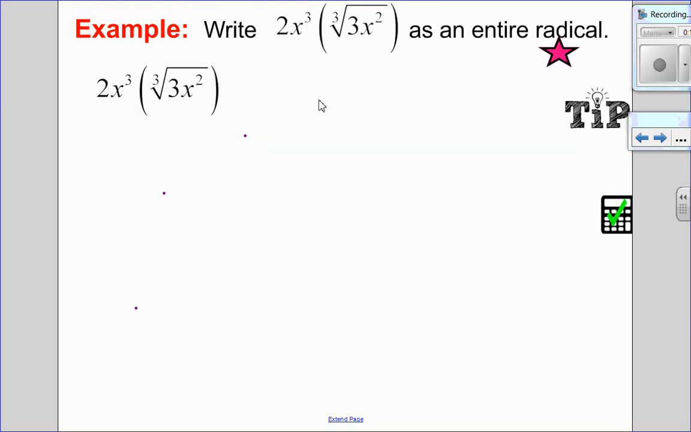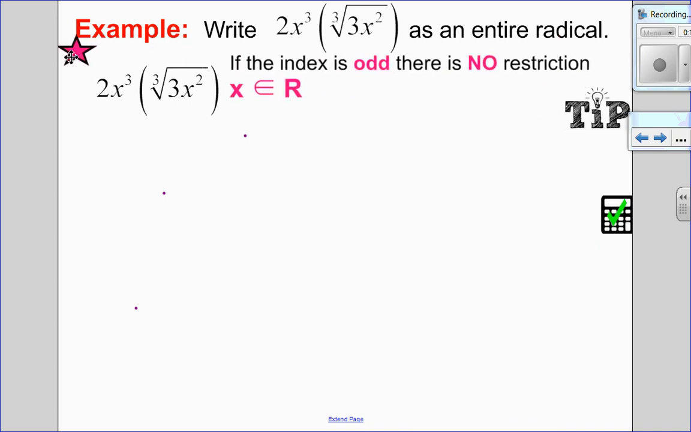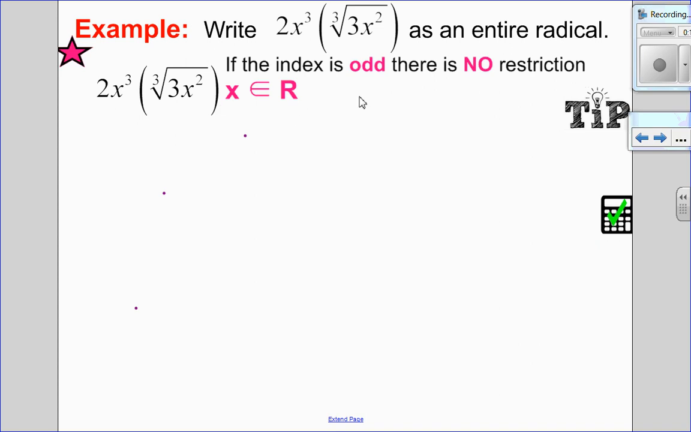Let's try this one. I want to write this as an entire radical. It's a cube root with a variable. First things first, state your restrictions. If the index is odd, there is no restriction. So I'll just write down x as an element of the reals.